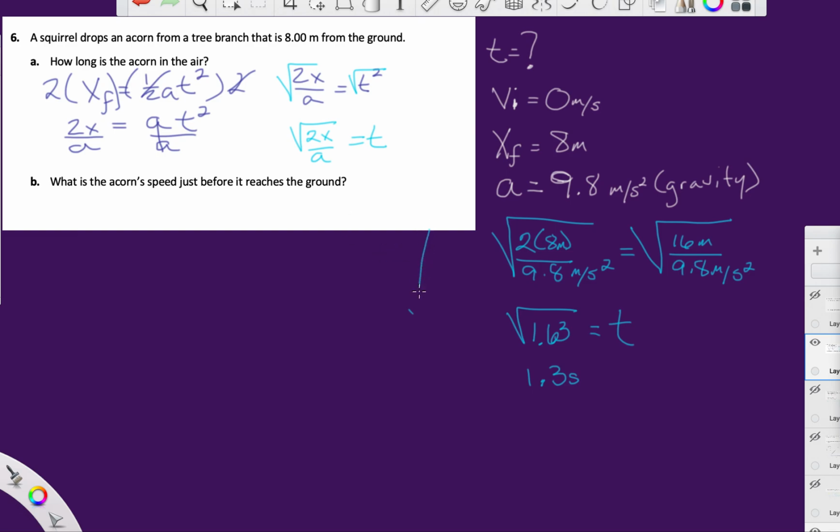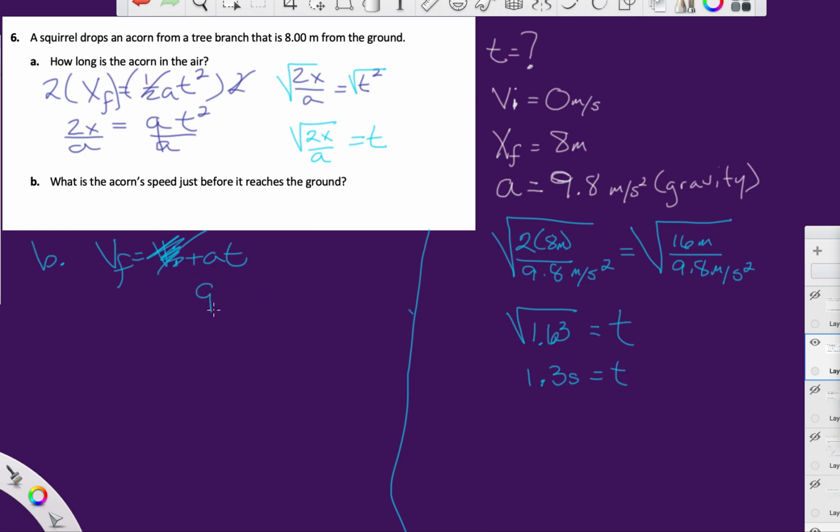So the next part goes with this. Sorry about that line, it was horrible. But letter B is going to use the formula V final equals V initial plus A times T. Well, we already said the V initial is 0, so I'm going to ignore it. So acceleration, gravity, times time, 1.3 seconds, is going to give me my final velocity.